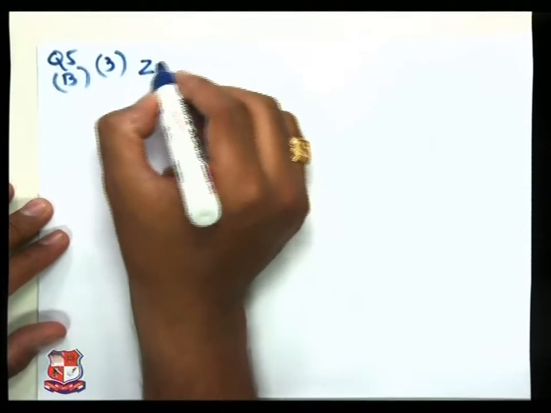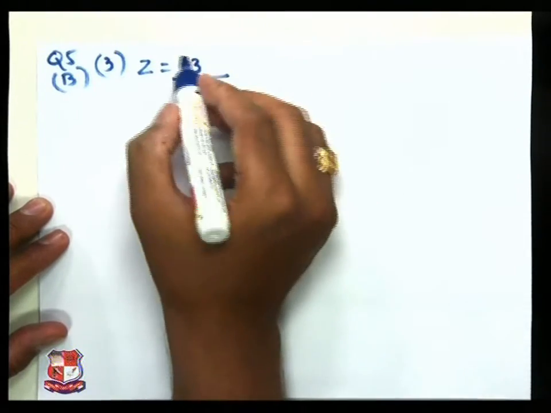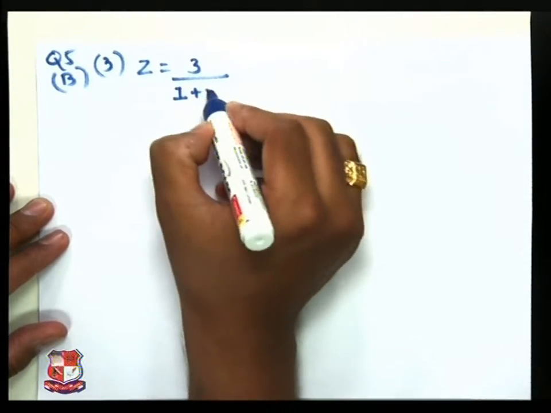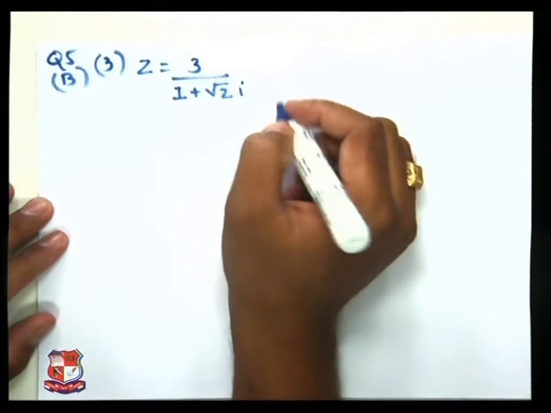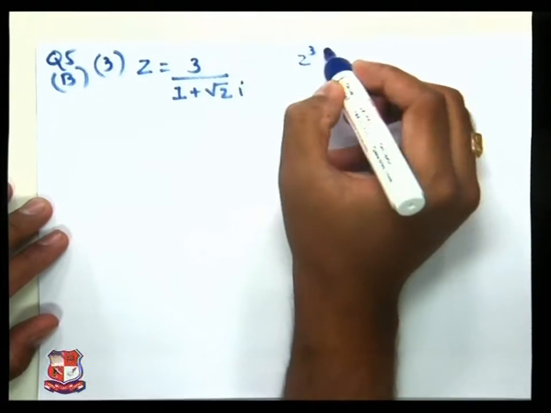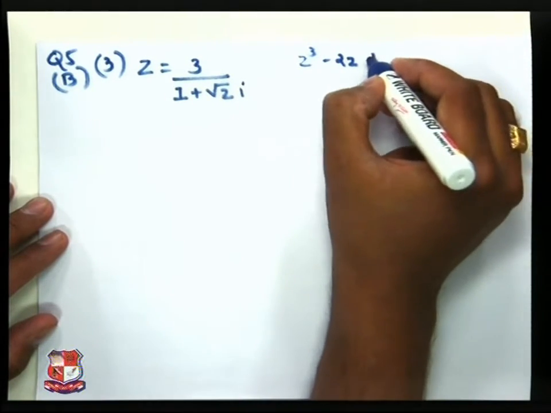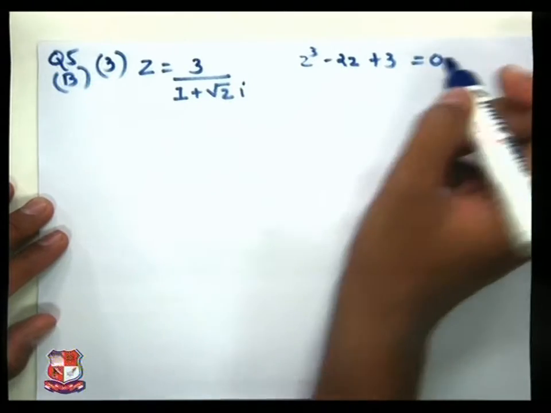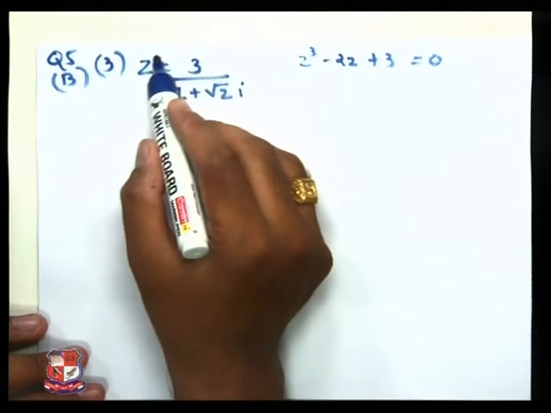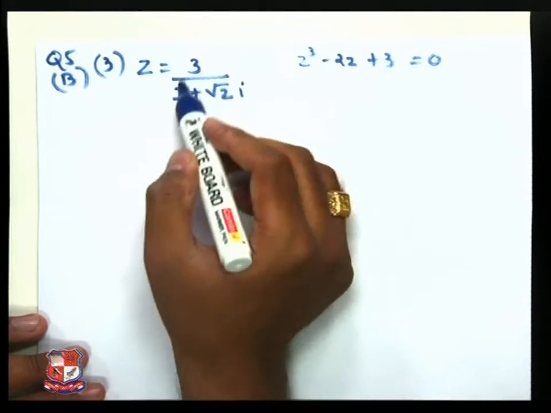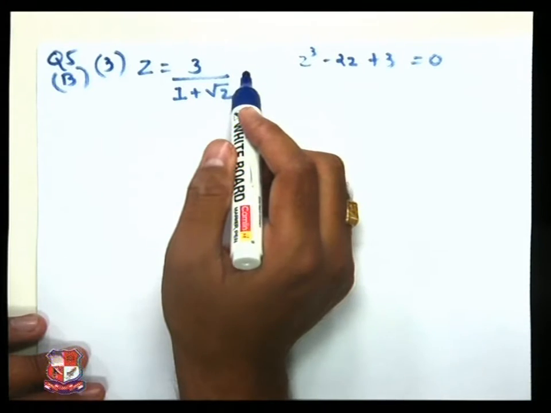Z is equal to 3 divided by 1 plus under root 2i, and we want to prove z cube minus 2z plus 3 is equal to 0. So first of all we arrange our z term in x plus iy form. We want to arrange this expression into x plus iy form first.